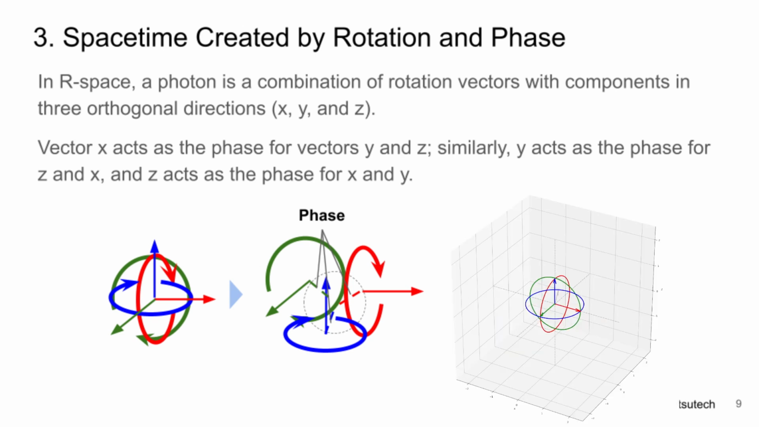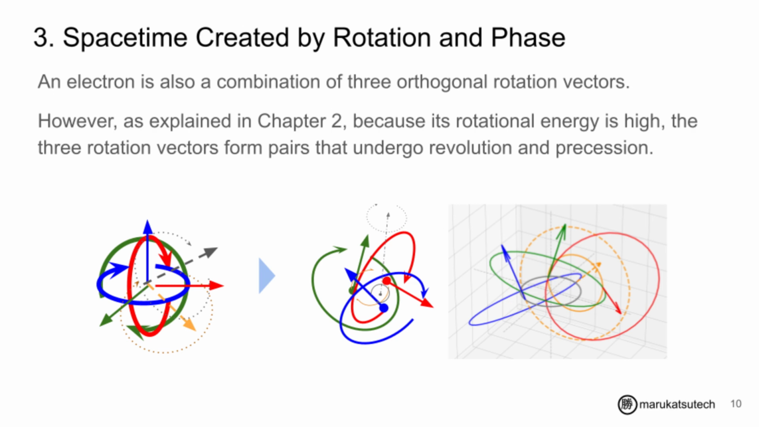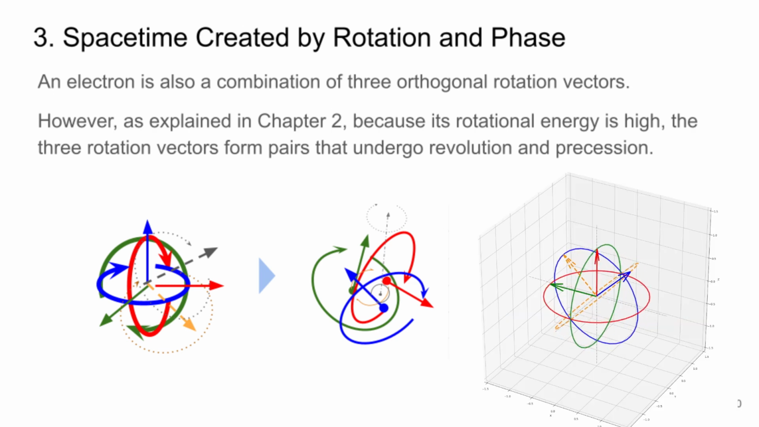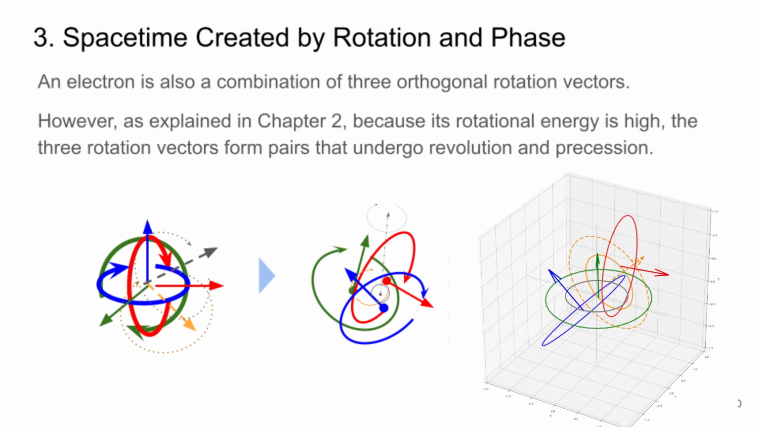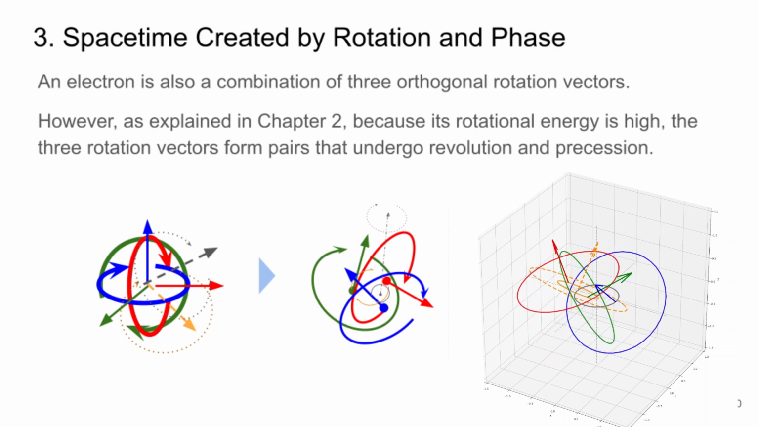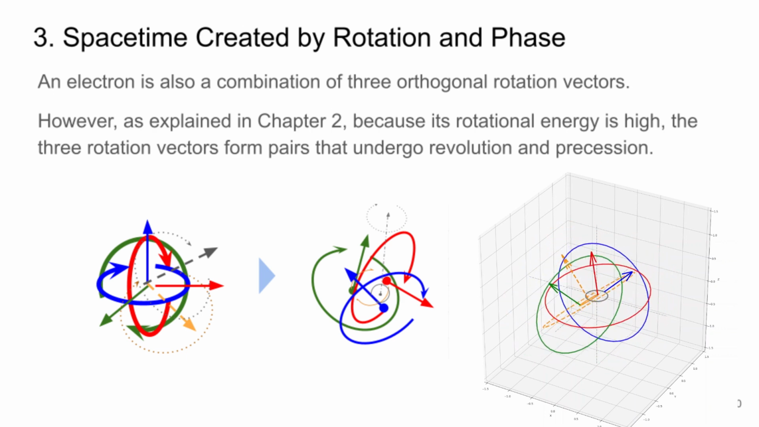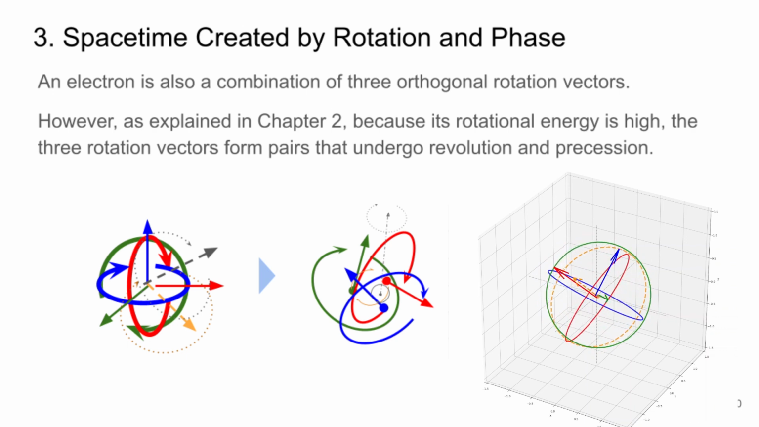In our space, a photon is a combination of rotation vectors with components in three orthogonal directions, x, y, and z. Vector x acts as the phase for vectors y and z. Similarly, y acts as the phase for z and x, and z acts as the phase for x and y. An electron is also a combination of three orthogonal rotation vectors. However, as explained in Chapter 2, because its rotational energy is high, the three rotation vectors form pairs that undergo revolution and precession.